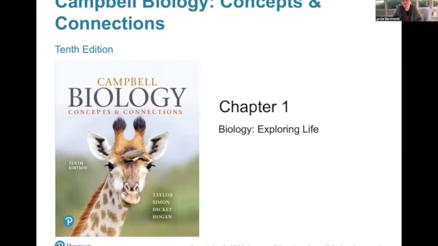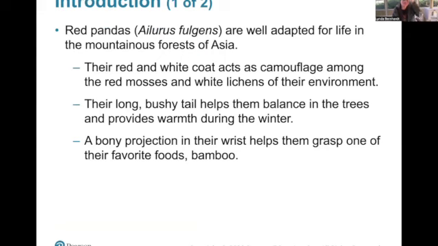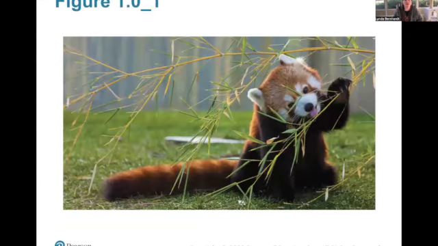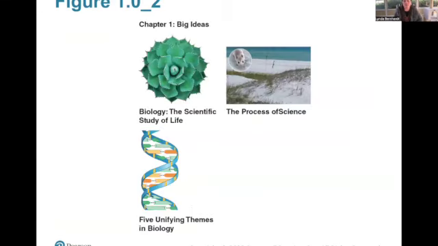I'm not really sure why I always do chapter 1, other than I'm one of those completionist people. And so here you go. I'm not even going to worry about all that. Oh, I forgot to delete those parts. That's a red panda. So cute. It used to be on the cover of their textbook, but now it's the giraffe.